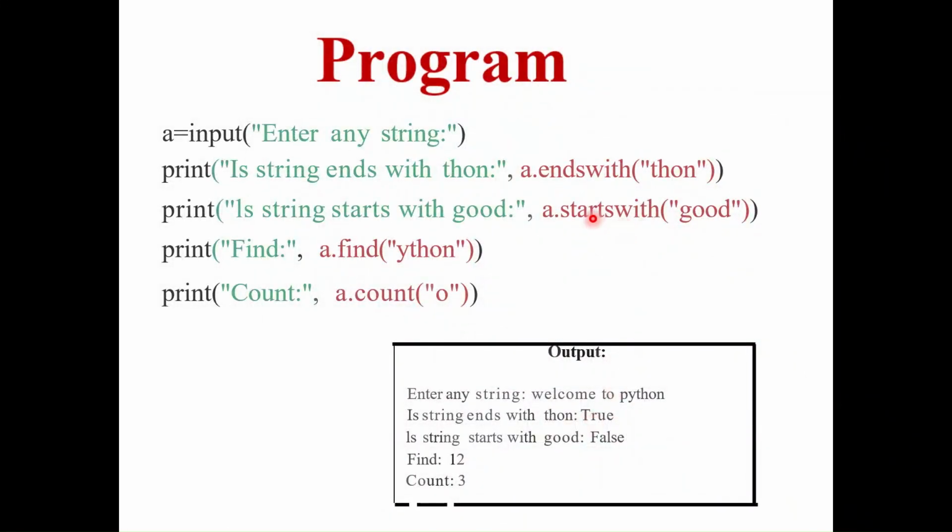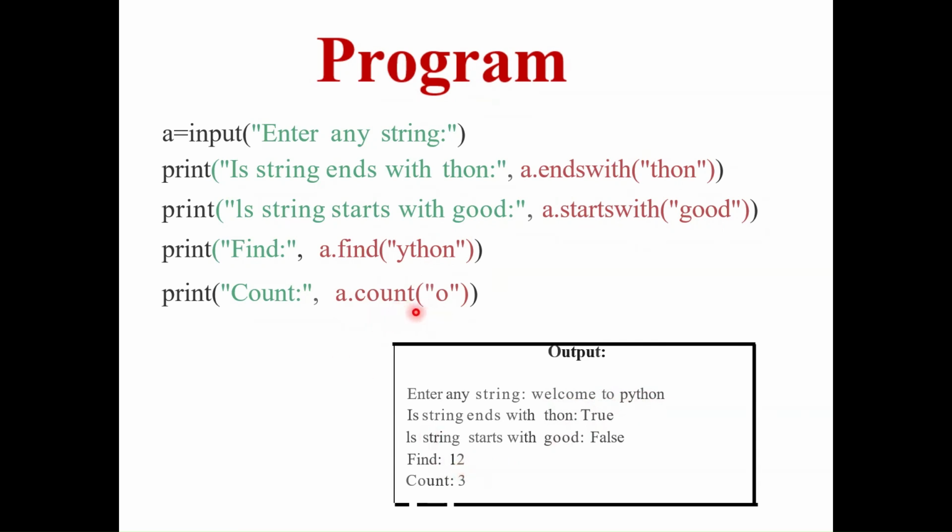Then the second function, startswith, checks whether it starts with the substring good. Since it does not start with good, it returns the result as false. And the third function is find. It is for finding the position of the given substring, YTHON. Now let us see the position. W is at the 0th position and E is at 1. Then L is 2, 3, 4, 5, 6, 7, 8, 9, 10, 11, 12. So this substring starts at position 12, and it returns the result as 12.